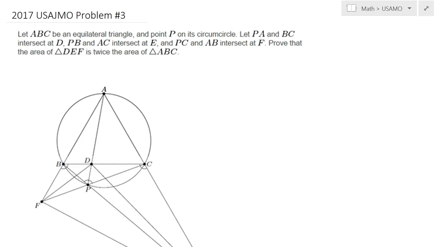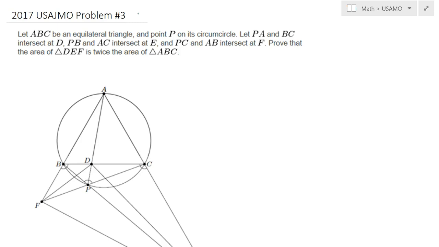Hello everybody, in this lecture we will be solving 2017 USAJMO problem number 3. In an earlier video I claimed another problem to be number 3, but that problem actually was problem number 5. I added a highlighted note on that video that the question is actually problem 5. But this one is problem number 3, and here is a view of this problem.